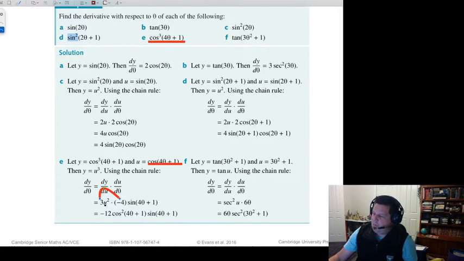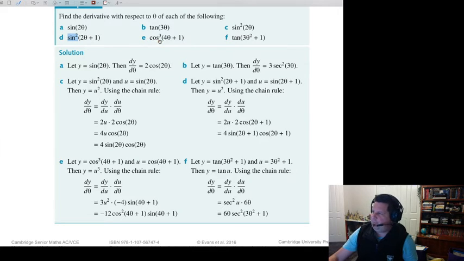When you go to put u back in there, remember when you're squaring cosine, you don't put the square at the end. You write it after the word cos. It's just the way it's written.